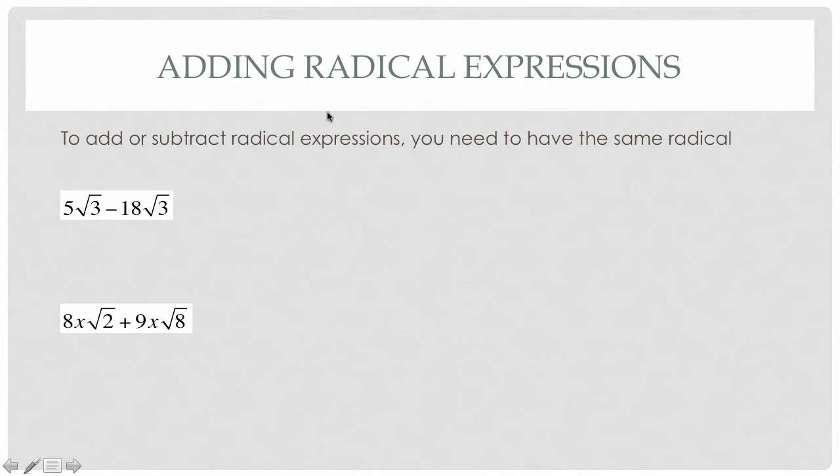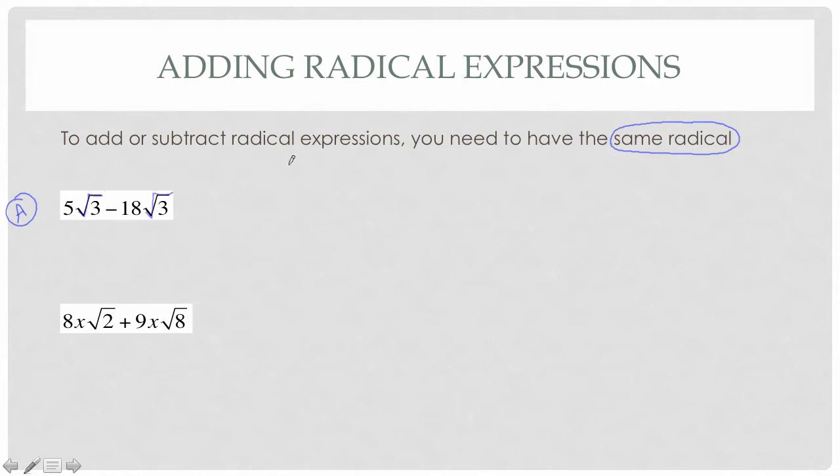Let's start by adding radical expressions. We did multiplying, we did simplifying. How do we add or subtract radicals together? Well, to add or subtract radical expressions, the key idea is you need to have the same radical. Kind of like we need to have the same variable to combine like terms, we need to have like radicals. In this first example, let's call this example A, we have 5 times the square root of 3 minus 18 times the square root of 3.